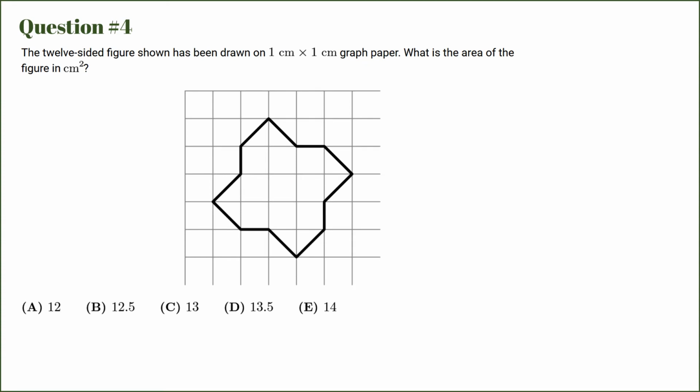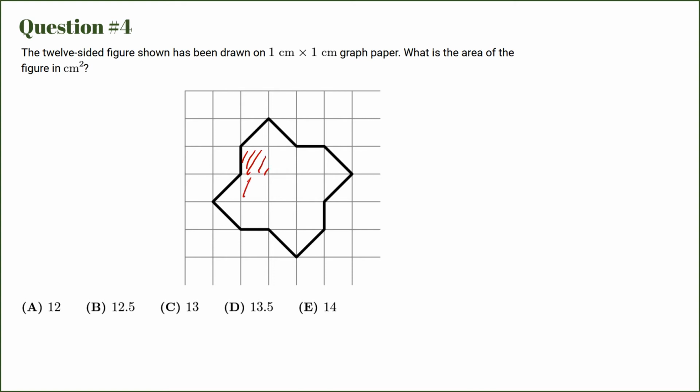Question 4 states, the 12-sided figure below has been drawn on 1 centimeter by 1 centimeter graph paper. What is the area of this figure in centimeters squared? Okay, so let's count up all the little triangles and the little squares. One of these has an area of 1 centimeter squared.